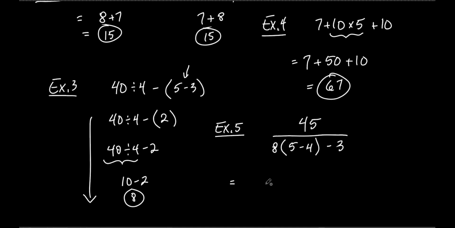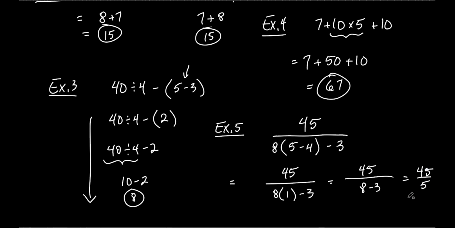So what about the top? Do I have to do anything to the top? No, it's already simplified, so I'm just going to put 45. Now what I'm going to do is work the bottom. So let's do that. And we'll show a couple steps here. So we do the parentheses first. Again, you might be able to do this in your head, but I'm showing all the steps. 5 minus 4 is 1, and then minus 3. There's 45 over. Do the multiplication first. 8 times 1 is 8 minus 3. All right? Now you're seeing it, aren't you? 8 minus 3 is 5. 45 divided by 5 is 9.